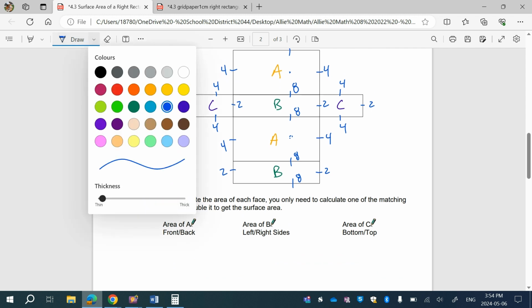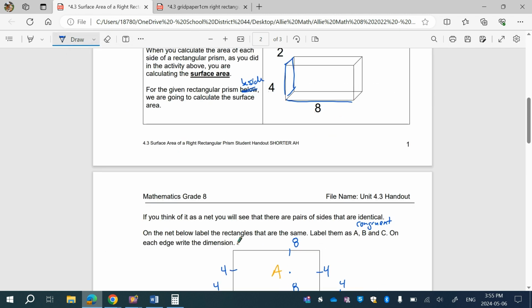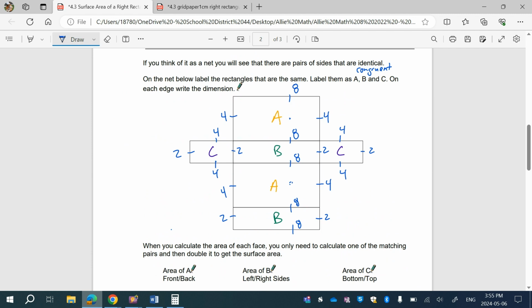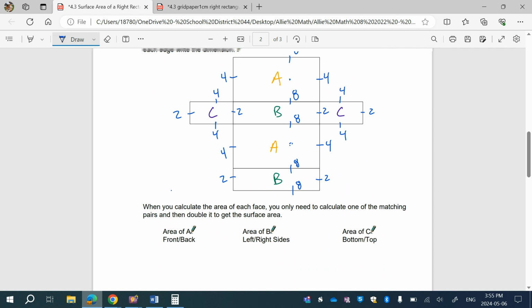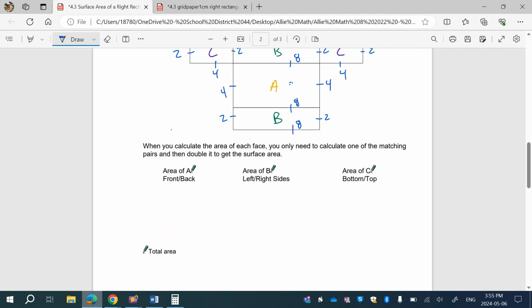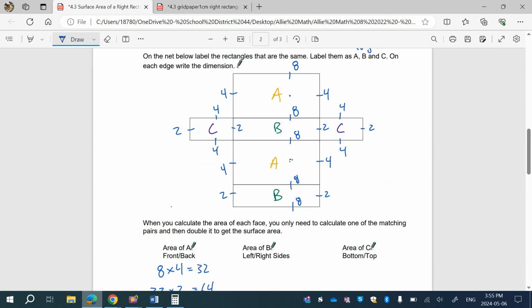So let's go. Let's do the front and the back. What would we consider the front and the back? I think I'm going to consider A our front and our back. Area of A. Okay. So that looks like we have 8 times 4. So 8 times 4 equals 32. And because we have 2 of them, we're going to go 32 times 2 and get 64. What are we using? Oh, it doesn't say.